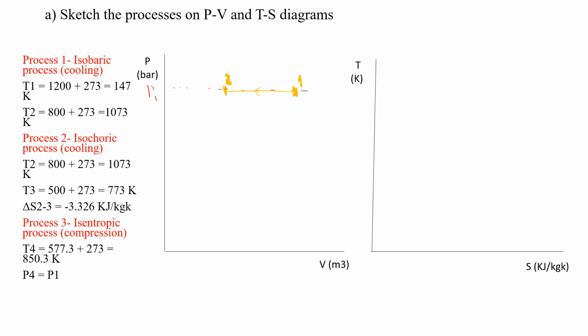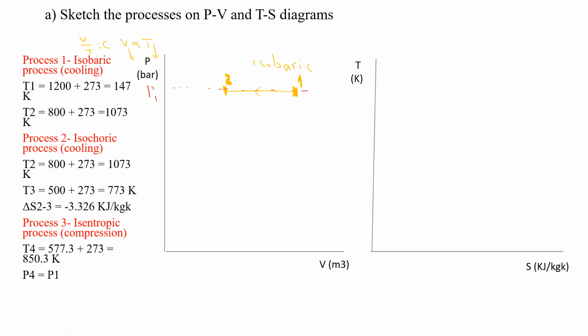So the direction is to the left because the law of the isobaric process is V/T equal to constant. That means V is proportional to T. So at constant pressure, if temperature decreases, then we are going to have the volume decrease. So that's why this is the direction of the path of the process. So I write down over here isobaric.